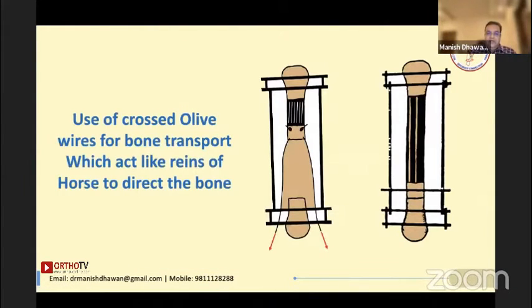Now there is another technique where you use crossed olive wires, which act like the reins of a horse to direct the bone. So you pull it with the olive wires.